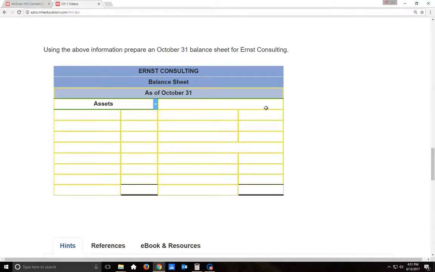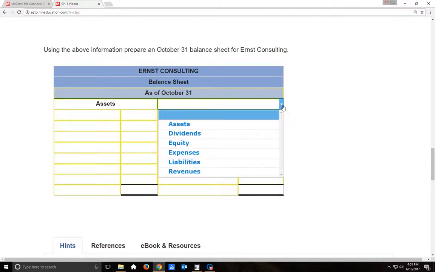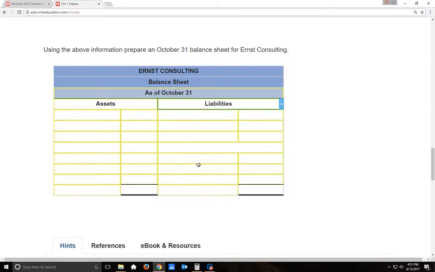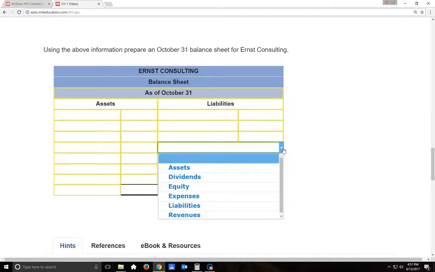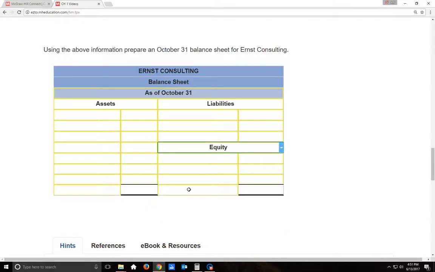The opposing side of the balance sheet has what information? The claims on the economic resources or the claims on the assets. Does it begin with assets, dividends, equity, expenses, liabilities, or revenues? Well, liabilities is correct. That's part of the claims. The other part of the claims would be stockholders' equity. Now we can begin filling in the rest of the balance sheet.